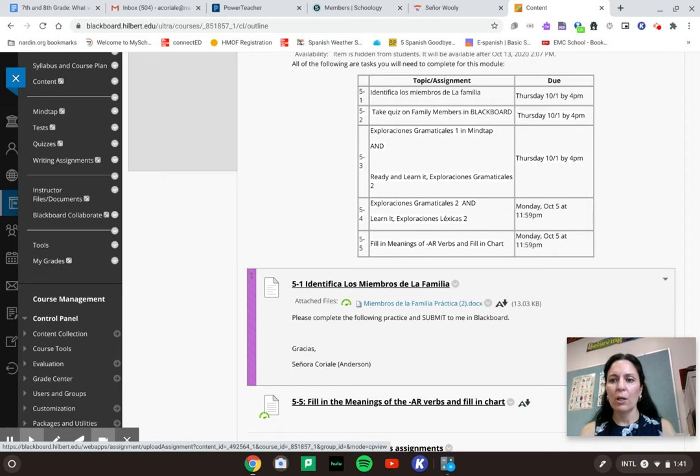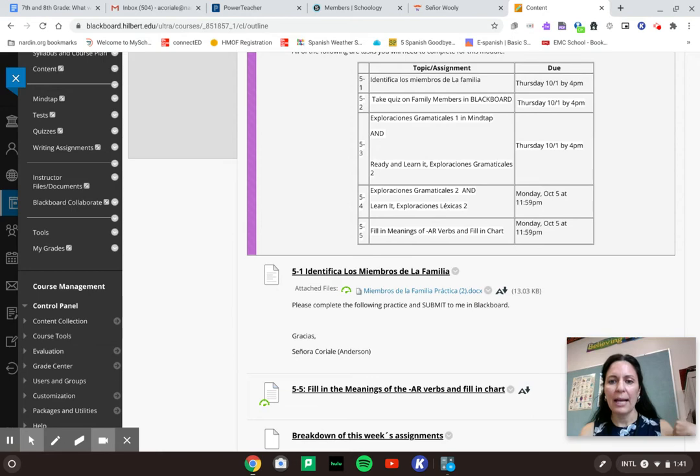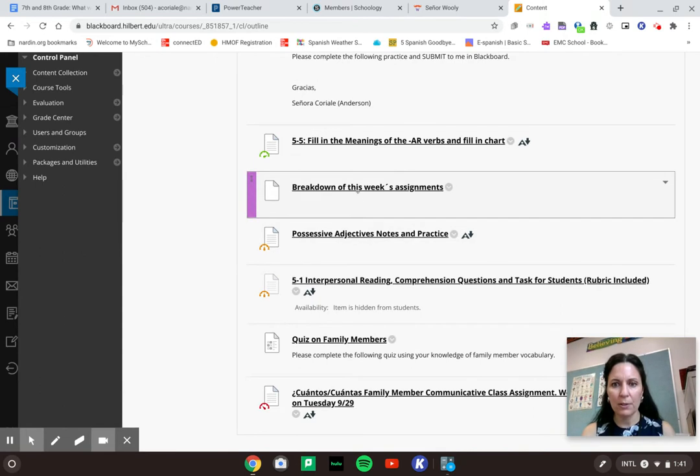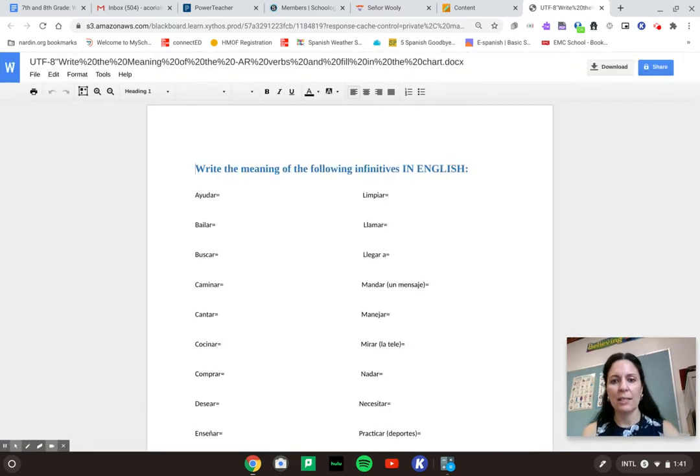And then you do have some work in MindTap. You're going to go into Gramaticales dos. And then you are also just going to preview the lexicas, which is the second vocabulary. It shows here that I also have you guys doing fill in the meanings of the AR verbs and fill in the chart. So there is a bunch of AR verbs, which are here. It says fill in meanings of AR verbs. If you open that, you will see that I'm just asking you to tell me what these verbs mean.